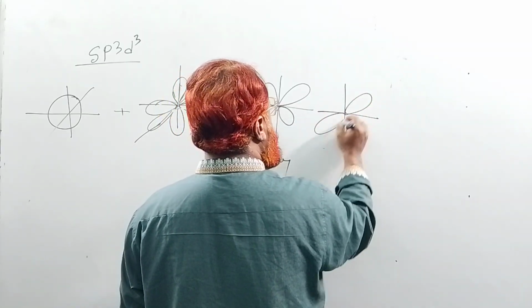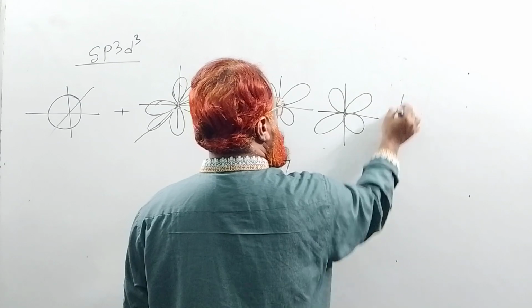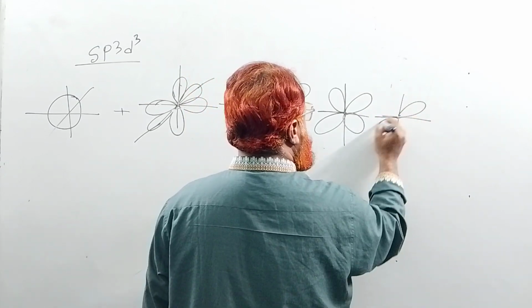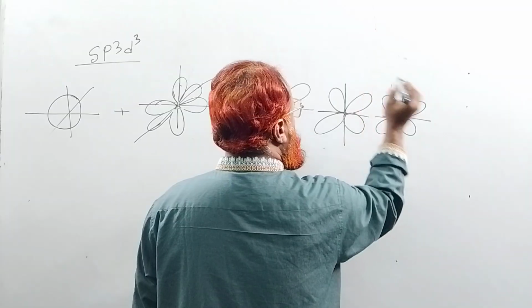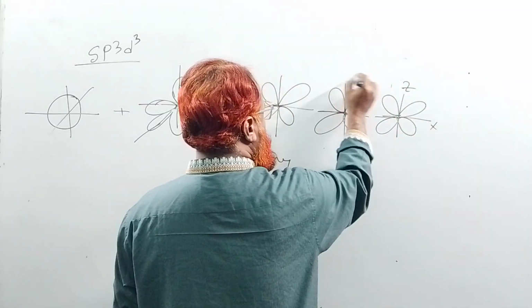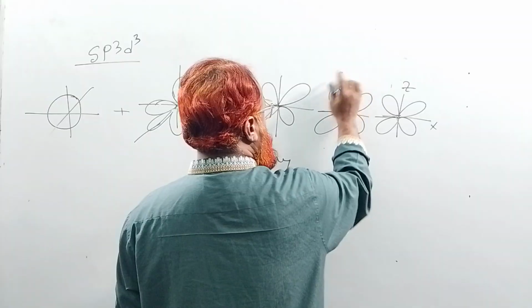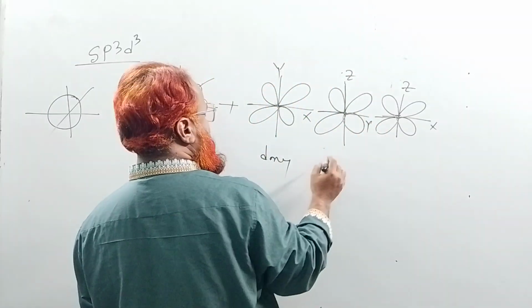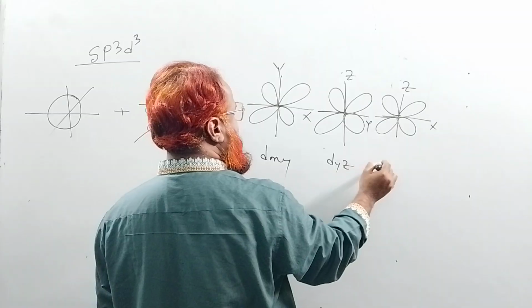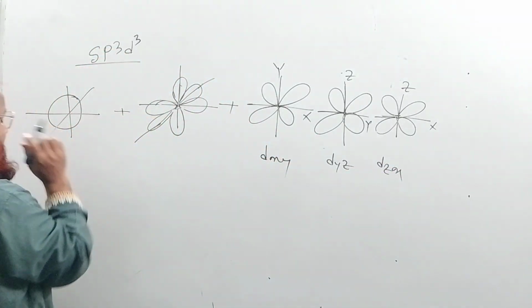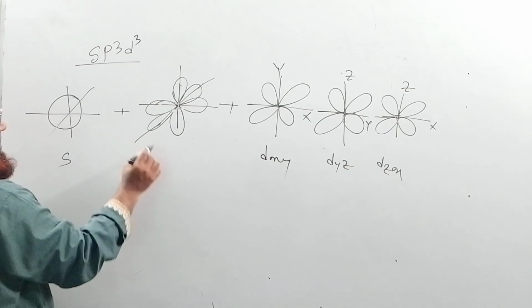So, now dxy, dyz and dzx. Now, I will make you some explanation about this.